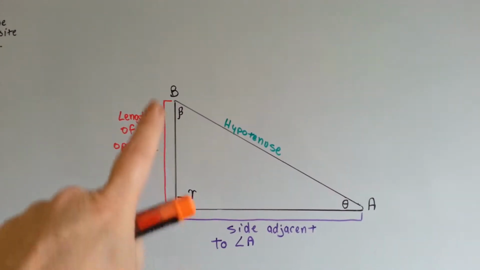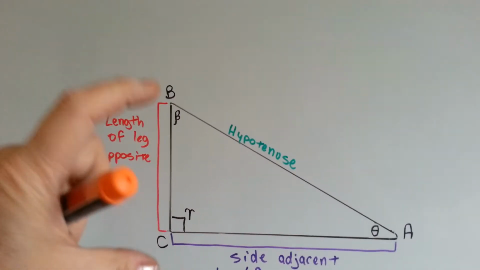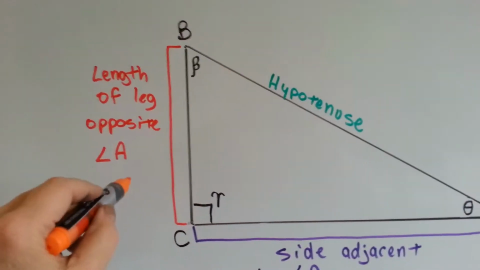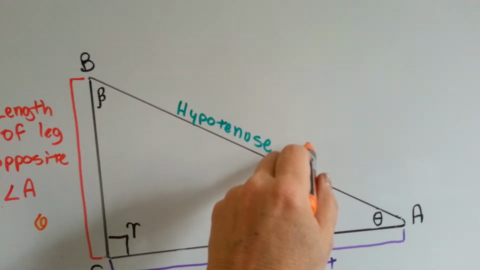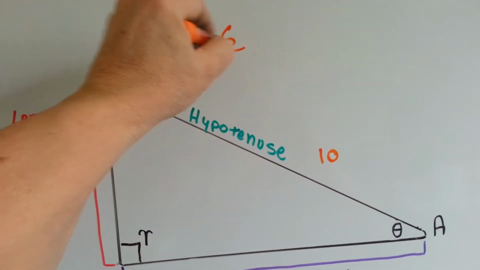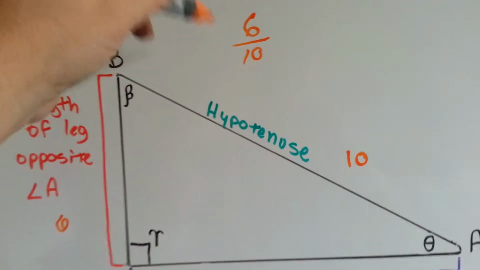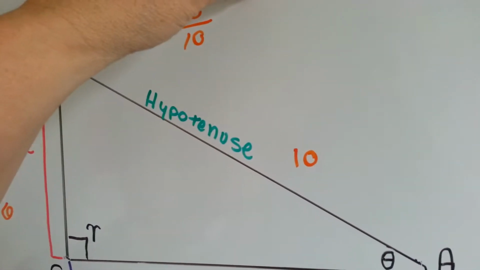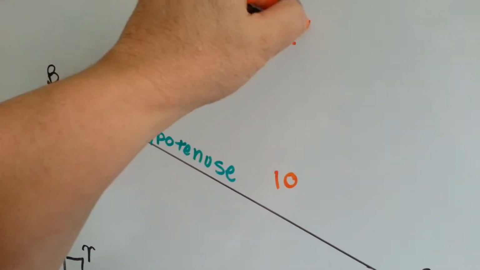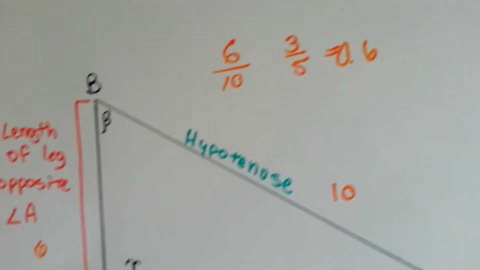The leg opposite A is this one, because it's on the opposite side of the triangle. And you put this length on top of this length, okay? So let's say the length of this leg was 6, and the length of this one was 10. It would be 6 over 10. It's that simple. And then what you would do is you would reduce this to 3/5, and then the sine would be 0.6. See? So I'm going to show you that in a second.